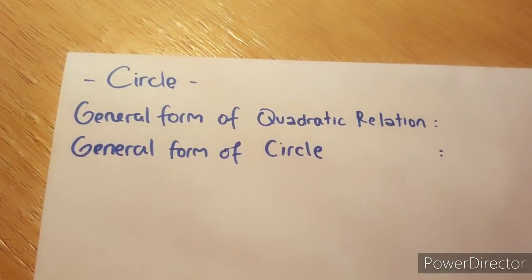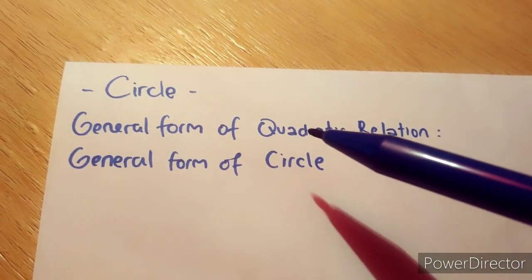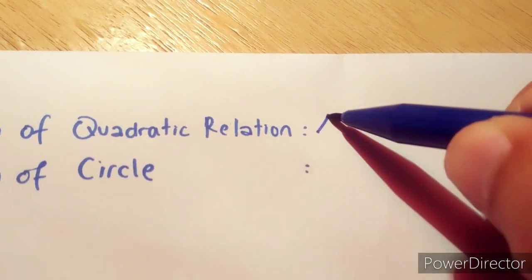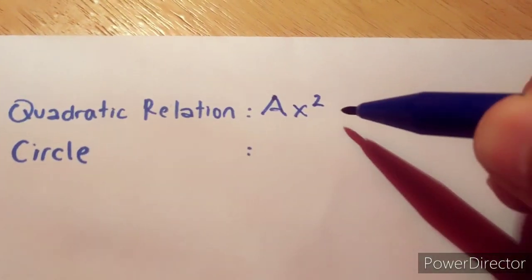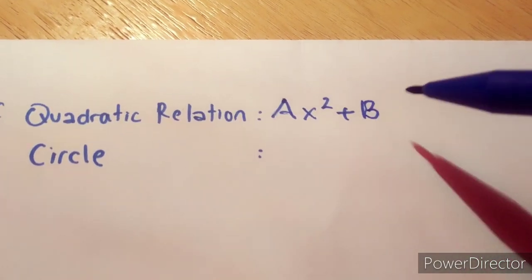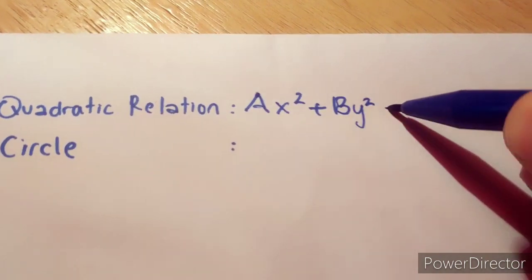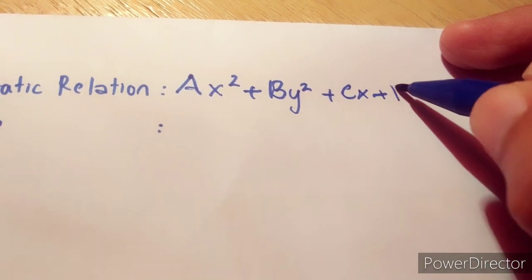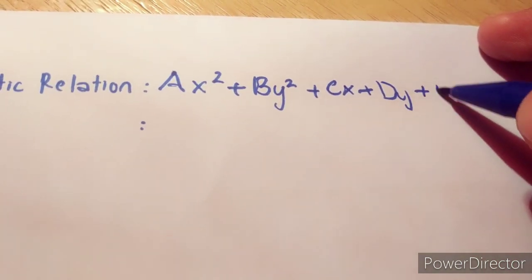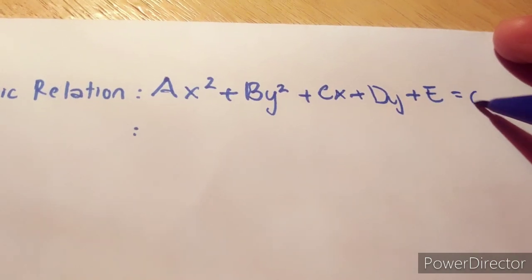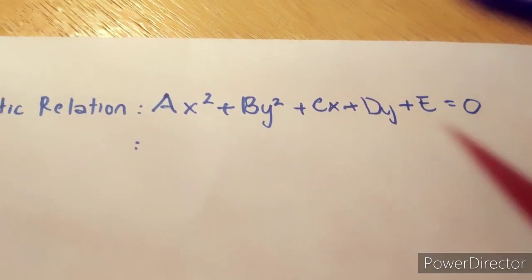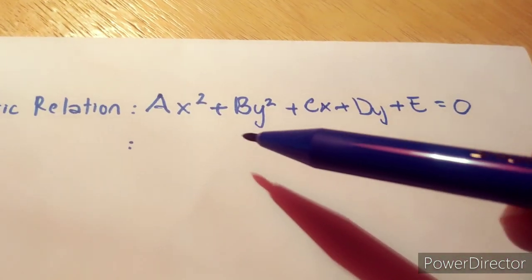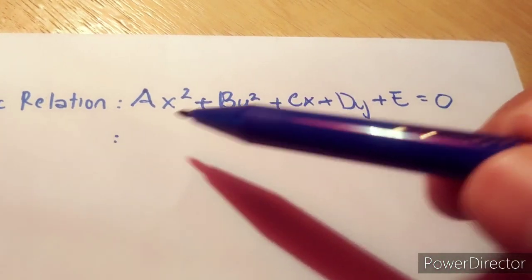Before we go to the circle, let's go to the general form of a quadratic relation first, which we will use in this chapter, the thing that I have already written on my whiteboard before. But let me just write it again on this paper: ax squared plus by squared plus cx plus dy plus e equals 0. Again, a, b, c, d, e represent numbers, not variables. The variables are only x and y, and this is quadratic.